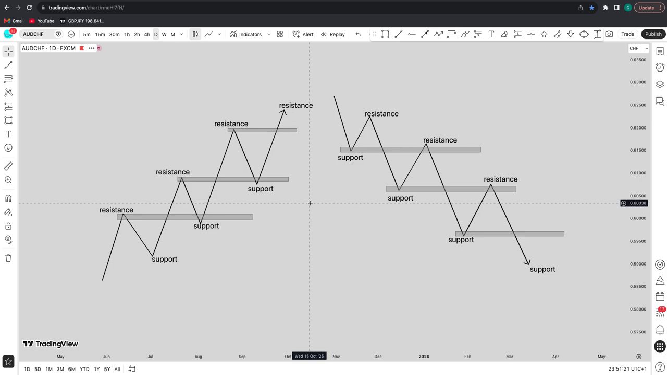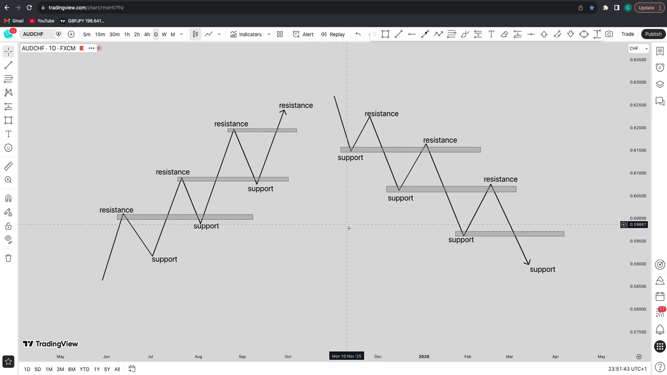bearish signal. There's one common principle of support and resistance: old resistance can become new support, and old support can become new resistance. So for that, let's get right into the chart.